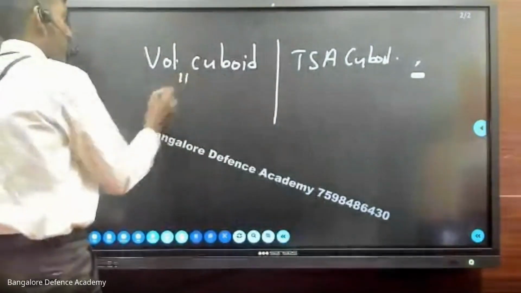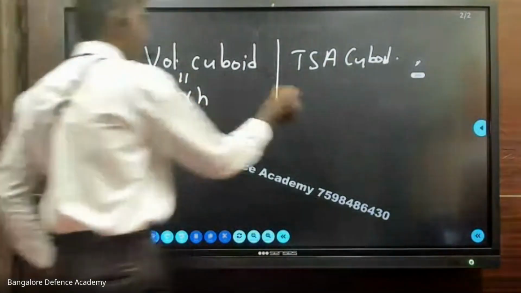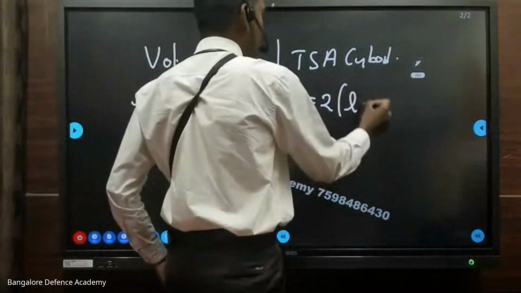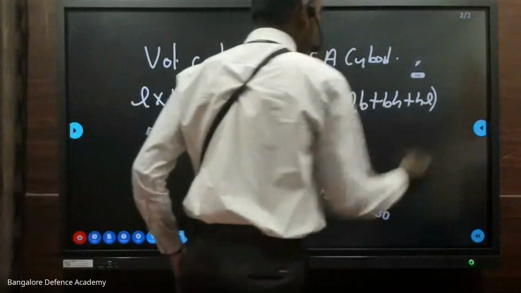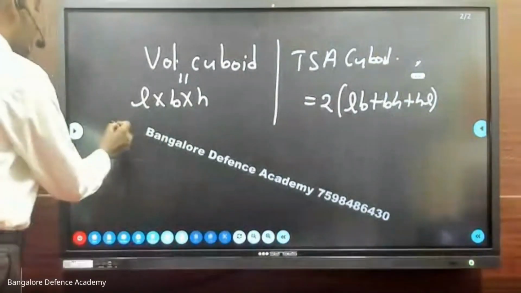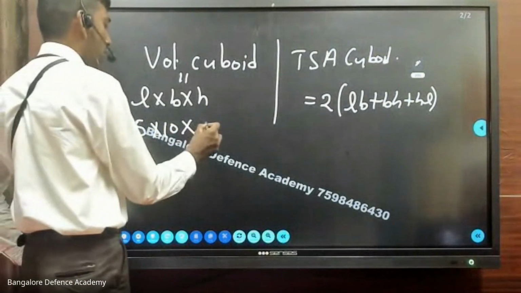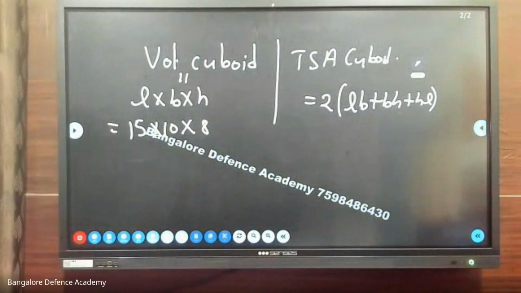So what is the formula for volume of the cuboid? Length into breadth into height. Now what is the formula for the total surface area of cuboid? 2 into bracket LB plus BH plus H into L. Right? So here in the first question they have given 15 into 10 into how much? 8. Yes, now multiply. 1200, yes, 1200 centimeter.